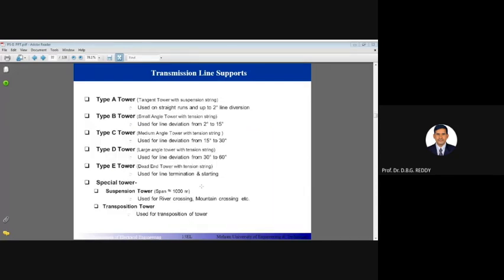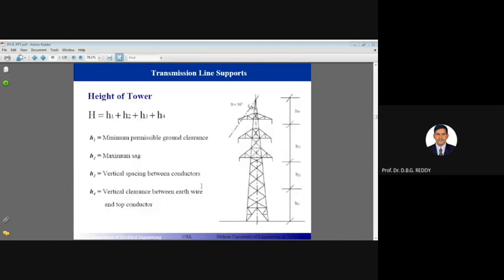Okay, you can see the various structures and their vibrations here, the line supports. Yes, these are the transmission line supports. You can see the height of the transmission tower, and H1, H2, H3. H1 is the minimum permissible ground clearance. H2 is the maximum sag. H3 is the vertical spacing between the conductors, and the vertical clearance between the earth wire and the top conductor. You can see this here.